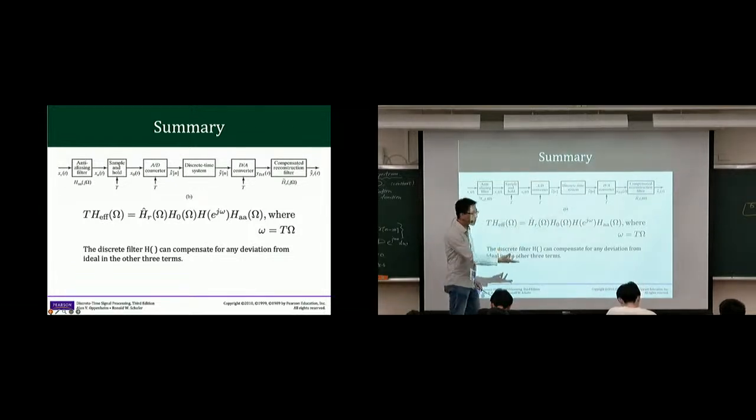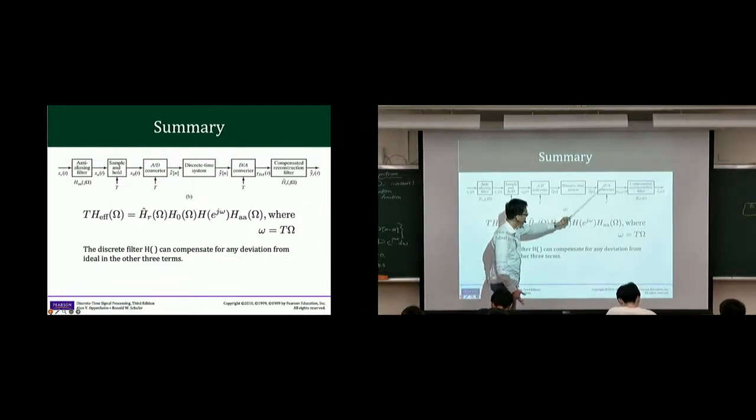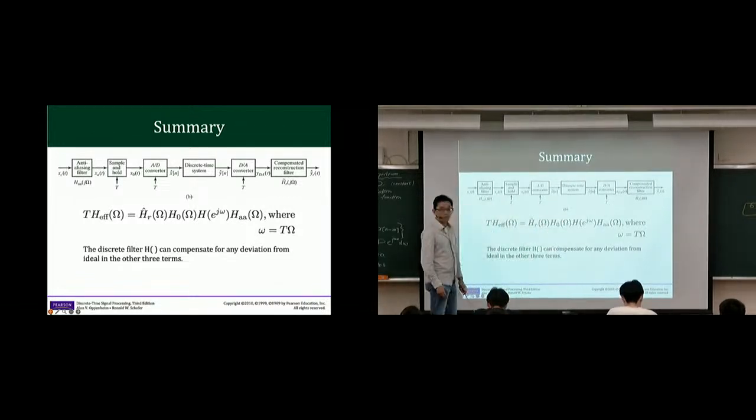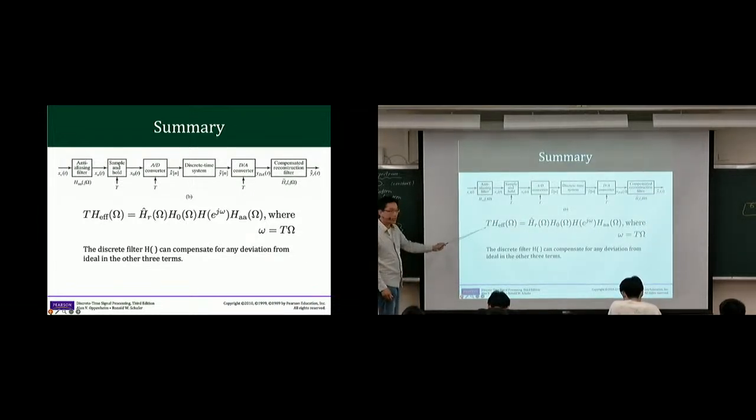So when we finish processing our signal, we use a DA converter to go back to the continuous time domain, and there will be some compensation reconstruction filter that we can use to ensure that this equation approximately holds. Okay, let me explain. How do we read this equation?